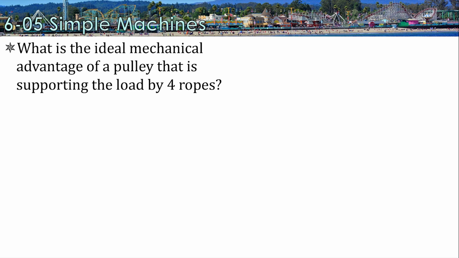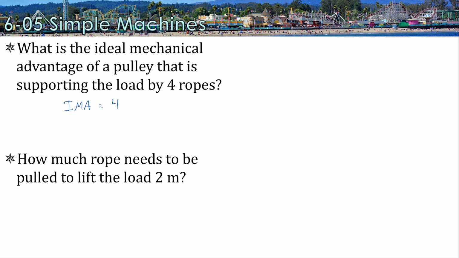What's the ideal mechanical advantage of a pulley that is supporting the load by 4 ropes? Well, the ideal mechanical advantage is the number of ropes supporting the load, so it's just 4. Oh, I know that one was difficult. How much rope needs to be pulled to lift the load 2 meters?